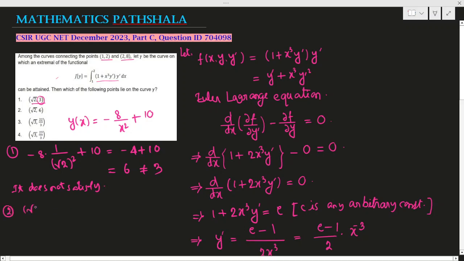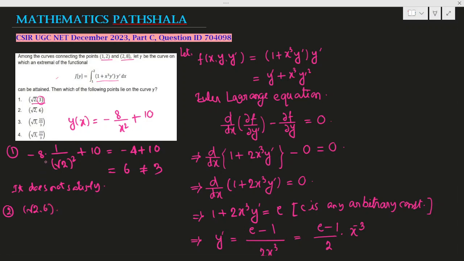Let's check option 2, that is root 2, 6. Here you can see that when we put x is equal to root 2, then we get 6. So option 2 is already, you can see, true.